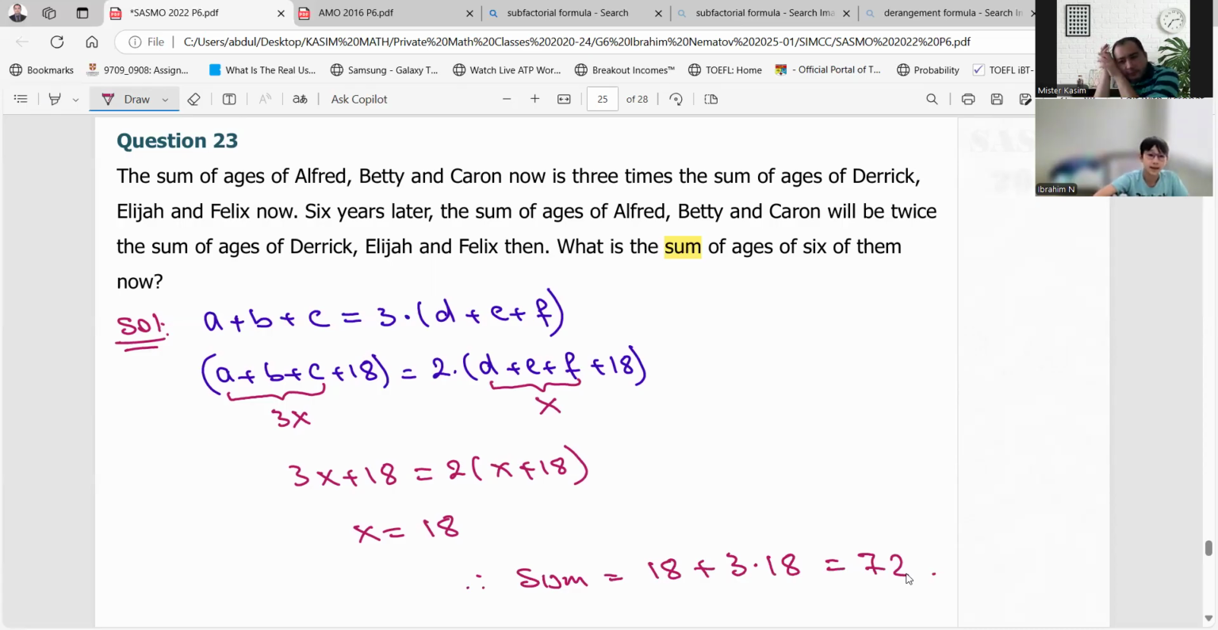I used a different method. Well, I did use A, B, C, D, E, and F though. So I just distributed the 3 and the 2 to all of the numbers. So I got the equations A plus B plus C equals 3D plus 3E plus 3F, and A plus B plus C equals 2D plus 2E plus 2F plus 36. Oh yeah, plus 18 on the other side. So I subtracted 18 from both sides, and then that means D plus E plus F also equals 18 if you compare the two equations. And then I just multiplied it by 4.